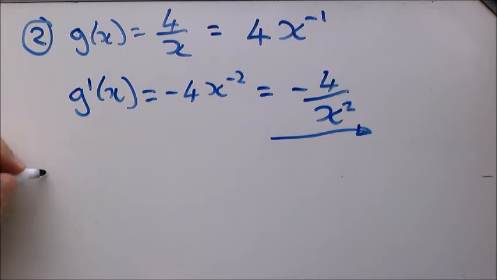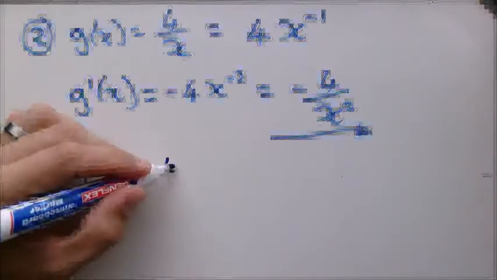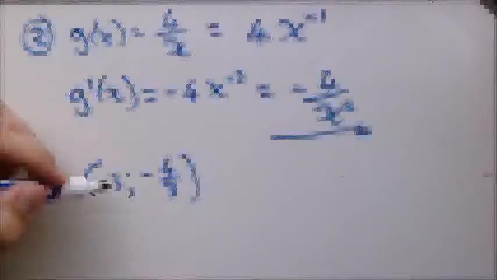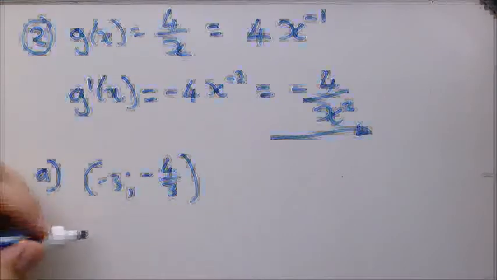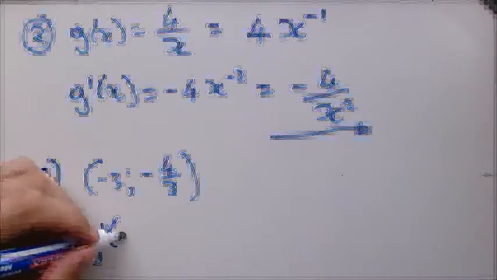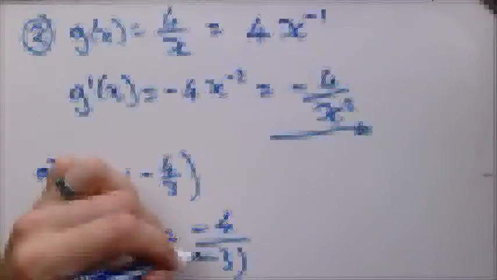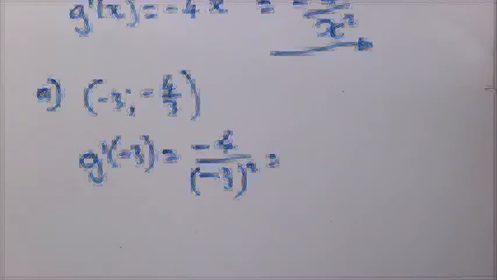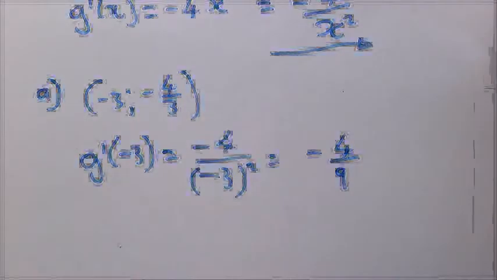So for A, they give us the coordinates negative 3 and negative 4 over 3. Remember, we are only interested in the x value when we're calculating the gradient, okay, with the derivative. So now we just put negative 3 in here. And you can see there it would become a positive 9, so this is negative 4 over 9.